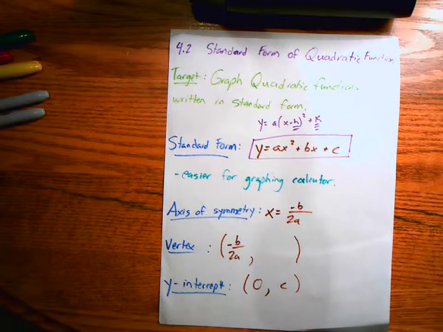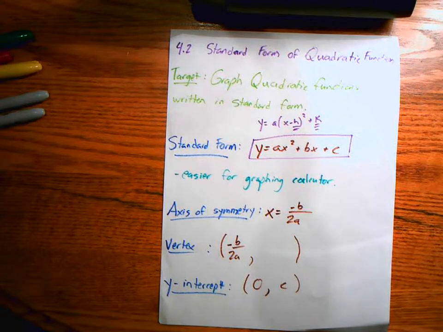Now, this form is much easier to plug into the graphing calculator, and vertex form is a lot easier to plot the vertex and draw by hand. In some instances you'll have to graph the equations by hand, and in some instances you will be able to use a calculator. Standard form is much easier to type into the graphing calculator.